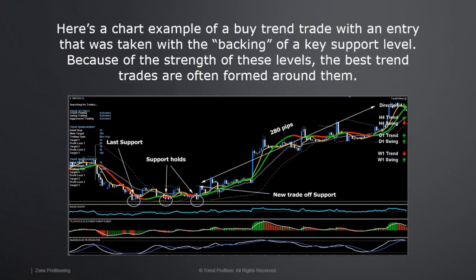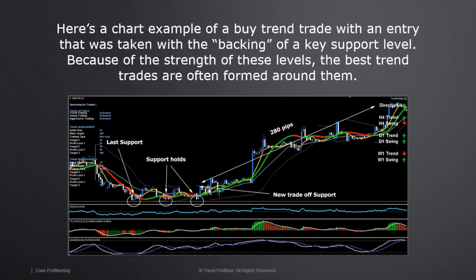So let's have a quick look. Here's a chart example of a buy trend trade with an entry that was taken with the backing of a key support level. Because of the strength of these levels, the best trend trades are often formed around them. So what do I mean? Here we see last support. Here we see support being tested and holding. And here we see price virtually hitting that support level again, testing it again.